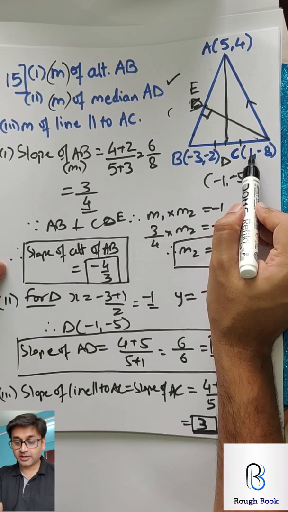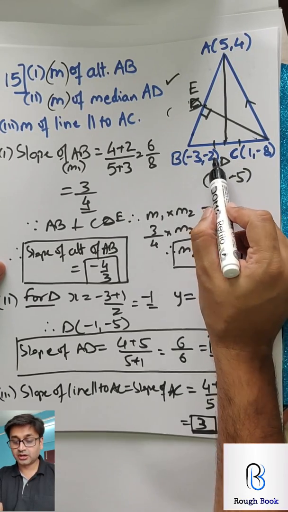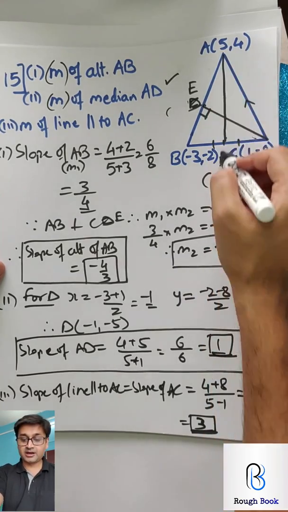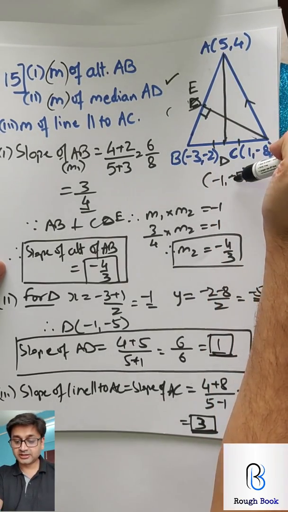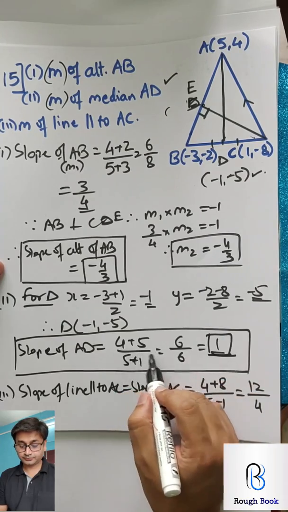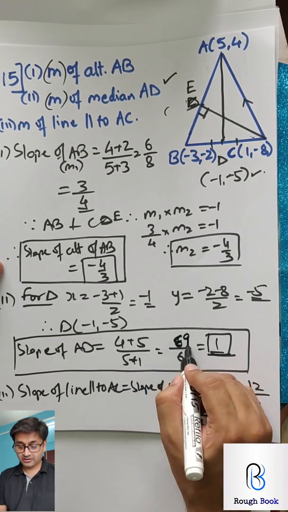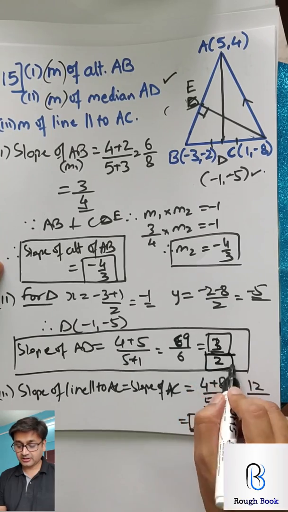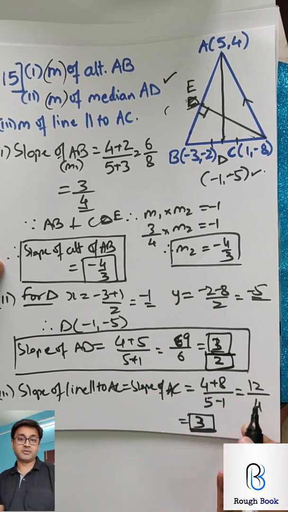Minus 3 plus 1 minus 2 by 2, so minus 1. Minus 10, so minus 5. So these points are correct. And now their slopes. So 4 plus 5, which is 9. Here I messed up. 4 plus 5 is 9. So this should be 3 by 2. Good, we checked. See, one small error and we messed up the answer.